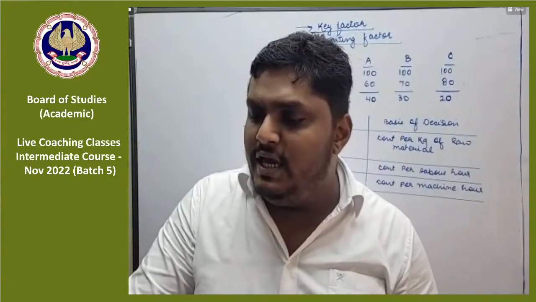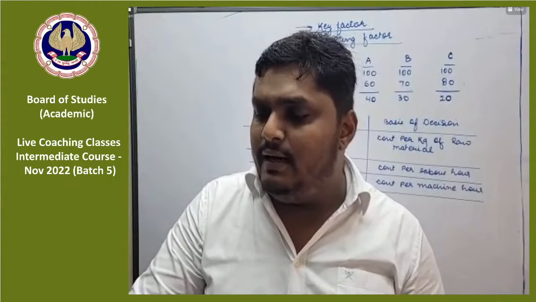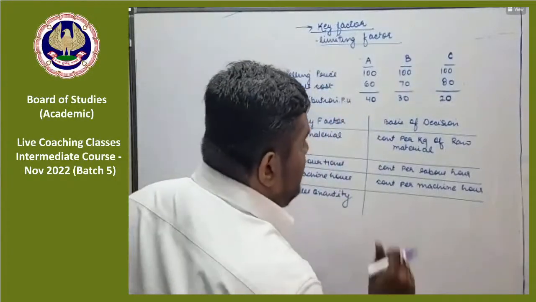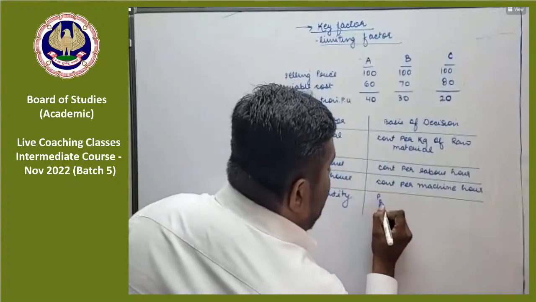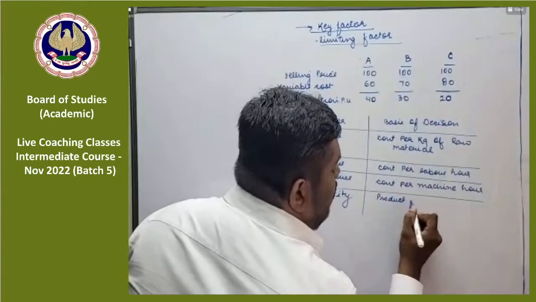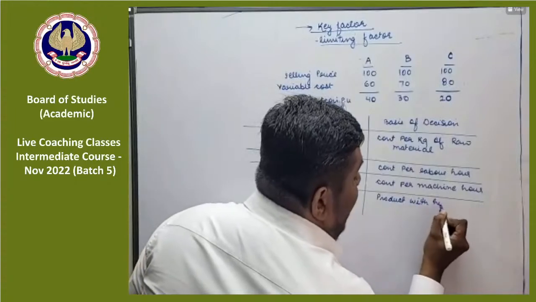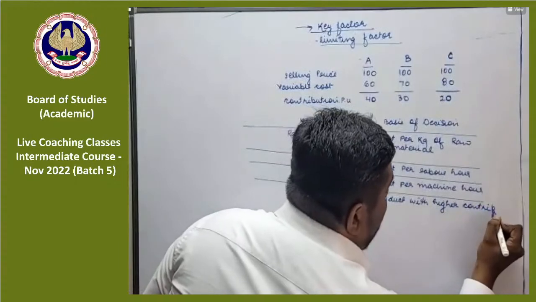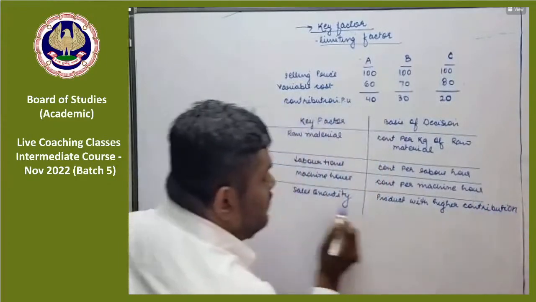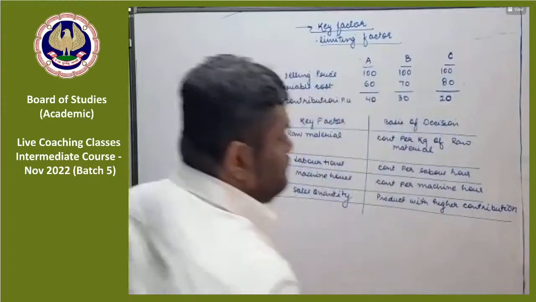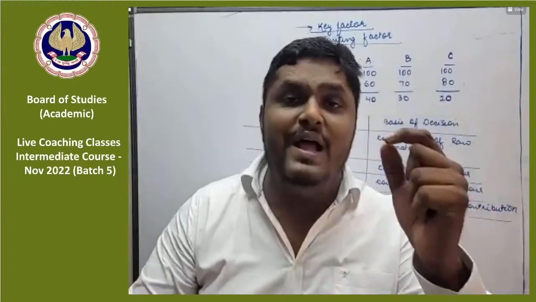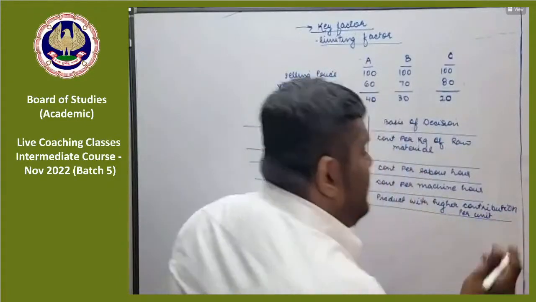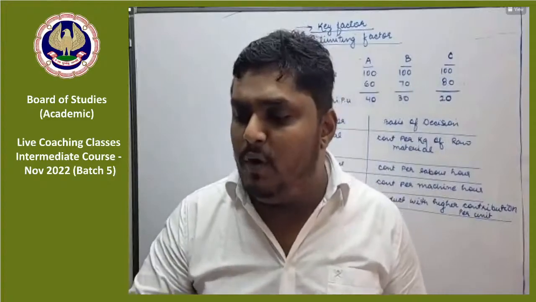Yes, Ramakrishna. Yes, Pooja. Your answer is correct. So if there is a ceiling on sales quantity, very simple, the product with higher contribution per unit should be preferred, because this is how we can get the maximum of the profit.